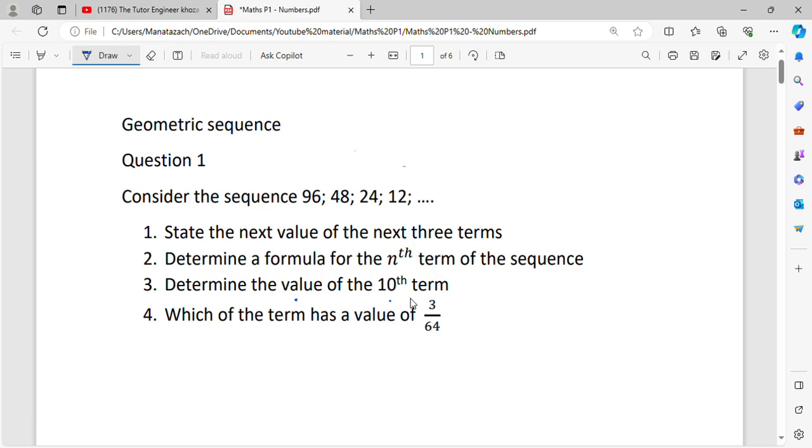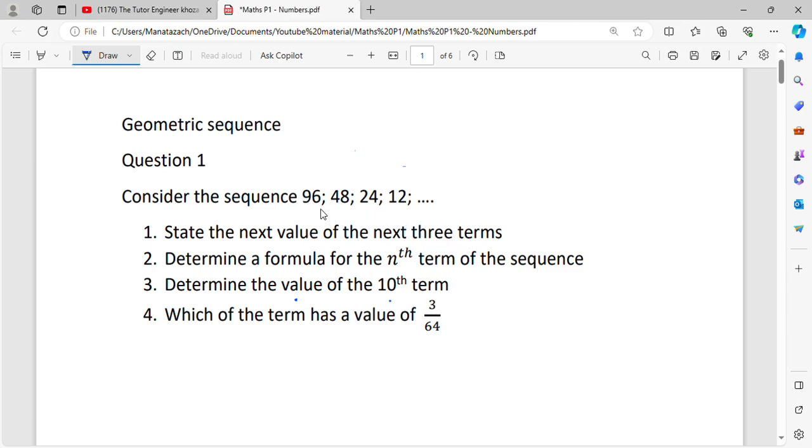Today we'll be doing the first part on the mathematics of number patterns. We'll be focusing on geometric sequence. So let's start. Consider the sequence 96, 48, 24, 12 and so on. The first question is: state the next three terms.